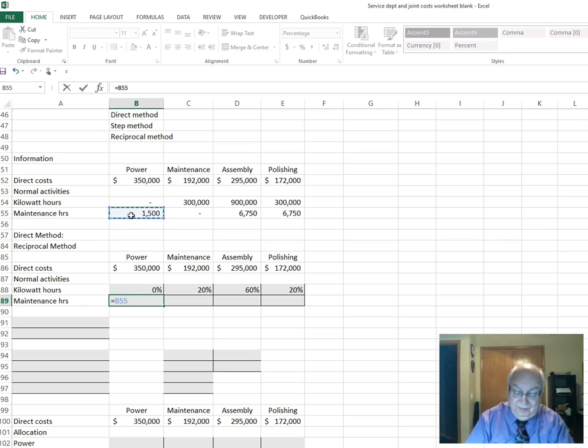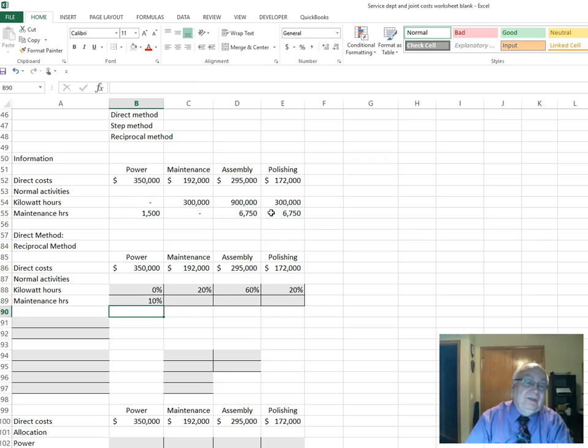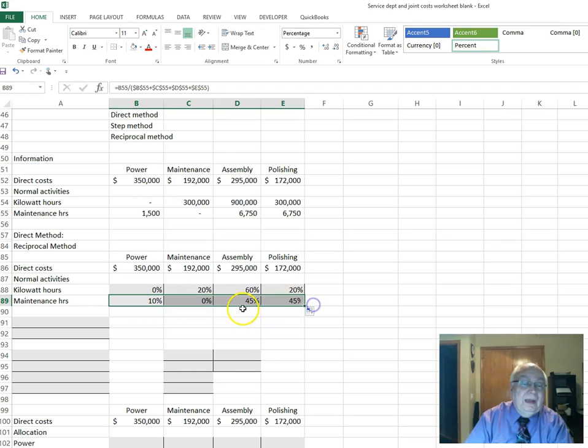That's the 1,500 divided by the 1,500 plus the maintenance, which is 0, plus the assembly 6750 absolute value, plus the polishing 6750 absolute value, and close, and that gives you 10%. And we copy that across, and that gives you 45 and 45 for the assembly and the polishing, of course 0 here, because here it's maintenance divided by 1,500. This one is 6750 divided by the 15,000.